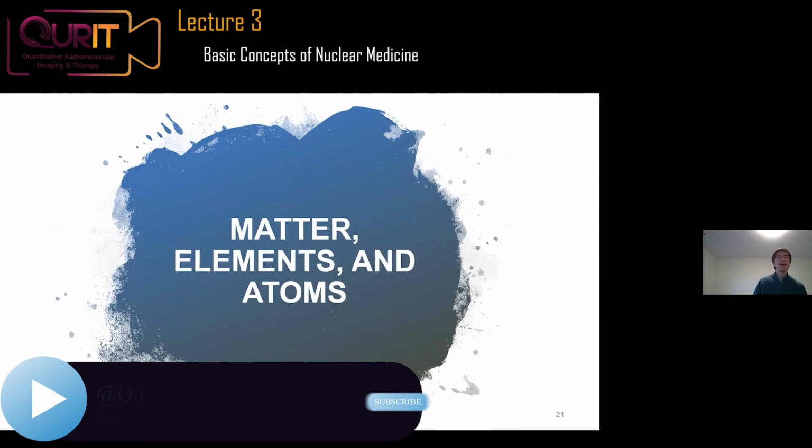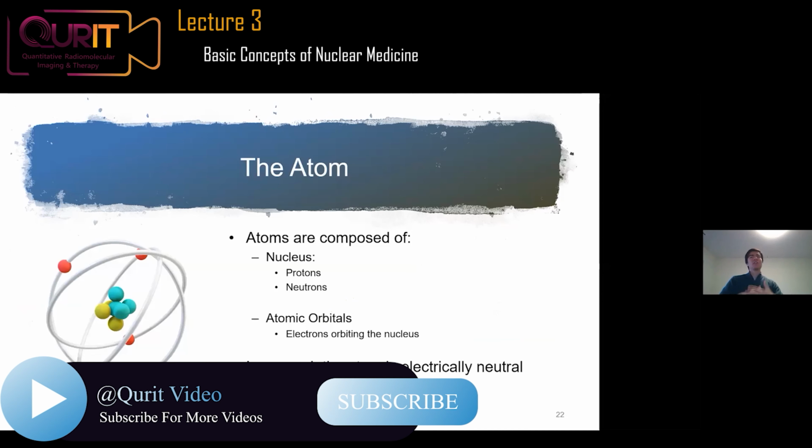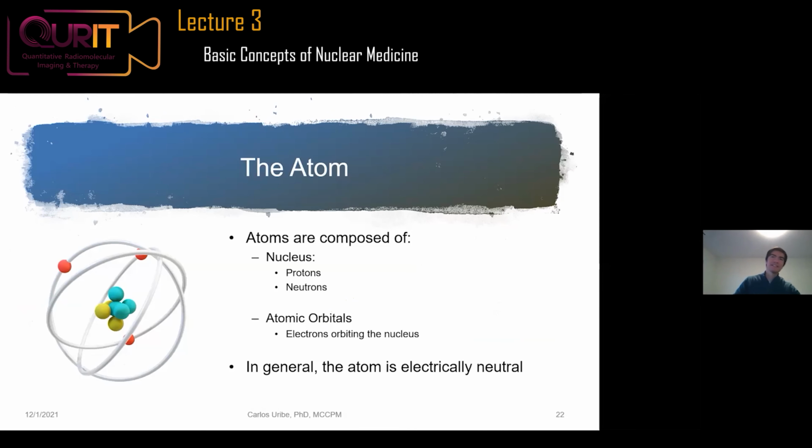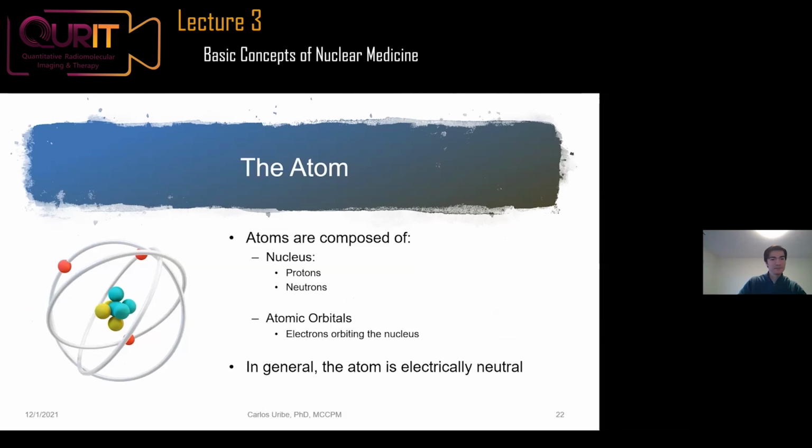Let's start talking now about matter, elements, and atoms. So really quick, I hope this is a review, but let's see how it goes. So atoms are composed of a nucleus, which is what I'm pointing out here. That's this part in the middle. That is composed of protons and neutrons. And then we have atomic orbital electrons, in which we have electrons orbiting that nucleus.